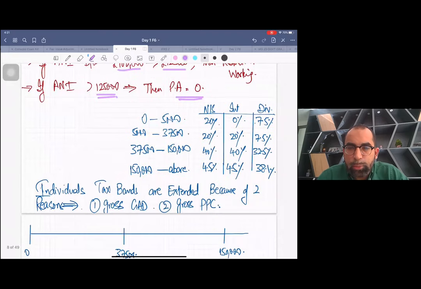Now, these are the tax rates. Students, I am sure you know about it: for non-savings, 0 to 5,000 and 5,000 to 37,500 is the same. On a shorter note, 0 to 37,500 non-savings is 20%, then 40%, then 45%. For interest income, 0 to 5,000 is 0%, 5,000 to 37,500 is 20%, then 40%, then 45%. And the dividend income rates are in front of you.